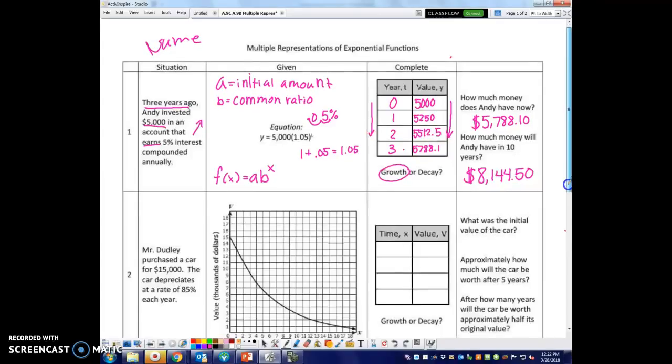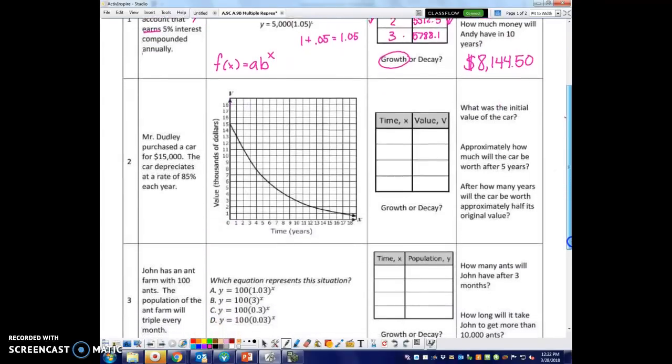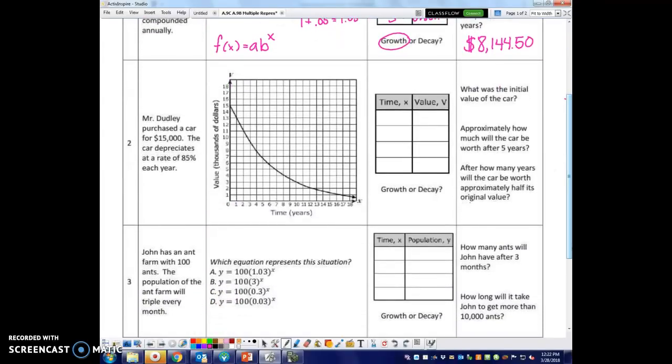Let's do number 2. Mr. Dudley purchased a car for $15,000. The car depreciates. If you ever see like D, that usually means going down. At a rate of, this should say 15%. So change it to 15%. Depreciates at the rate of 15% each year. So let's write our equation for this.